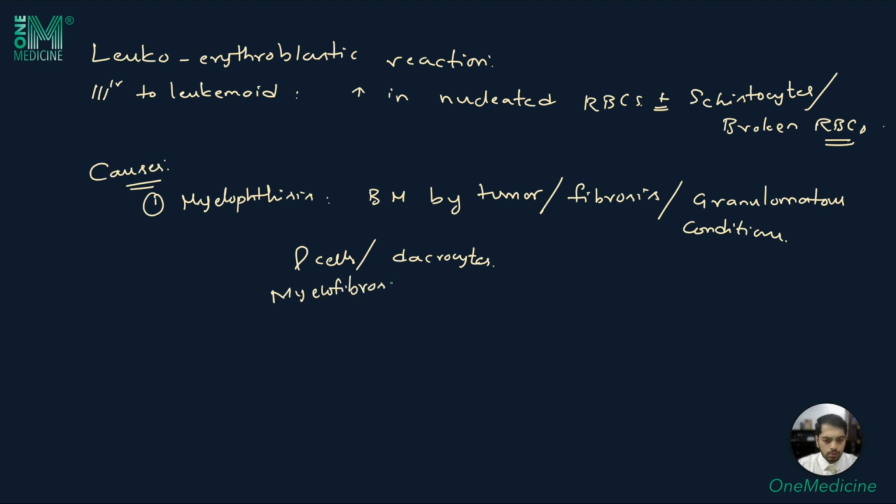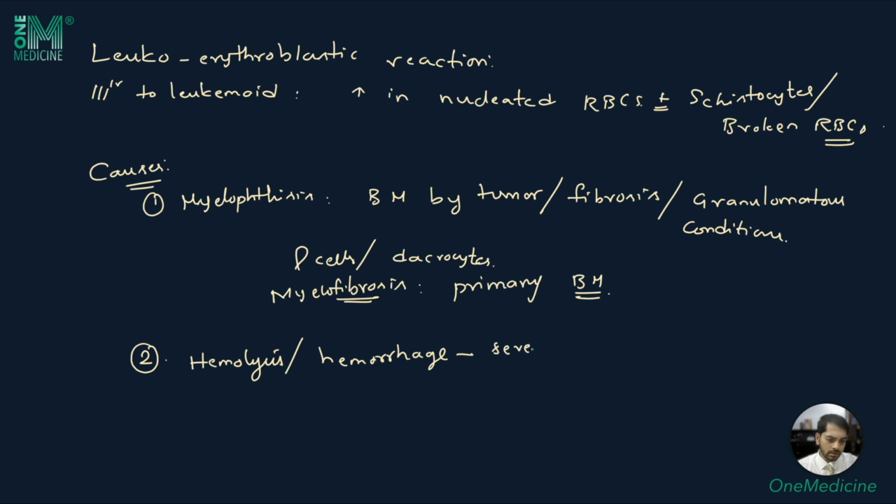Myelofibrosis also shows a similar pathophysiologic process, but here instead of any infiltration from outside, it is a primary disorder of the bone marrow itself where the fibrosis occurs from within. Another cause is hemolysis or hemorrhage, especially in severe cases.